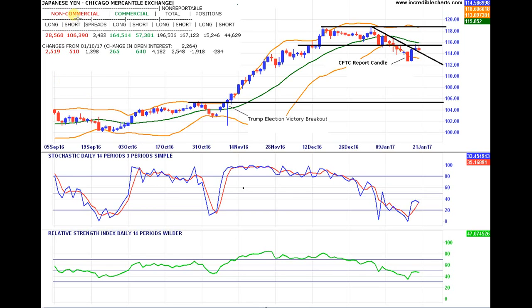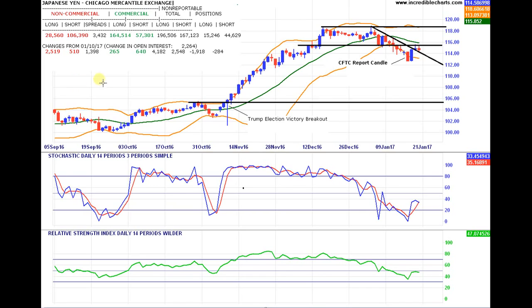You have the non-commercials in red. These are large speculative funds, hedge funds, managed currency funds, etc. They tend to be heavily net long historically at important market tops and heavily net short at important market bottoms. They don't have a great performance of catching market turns.